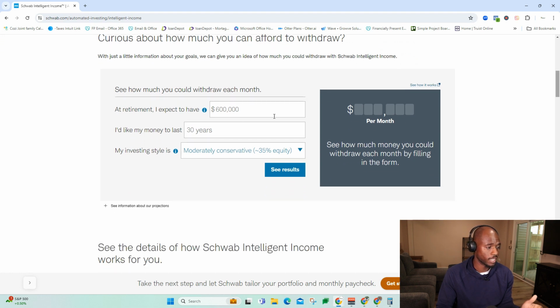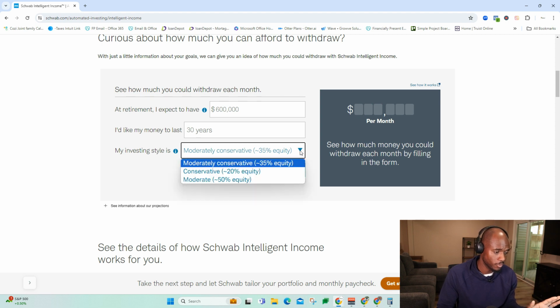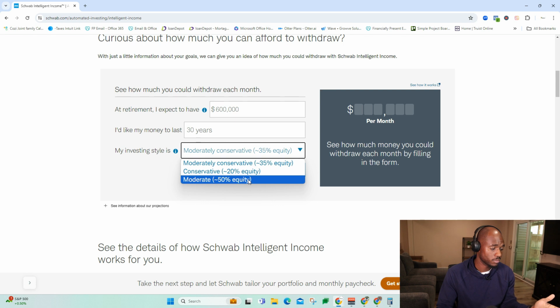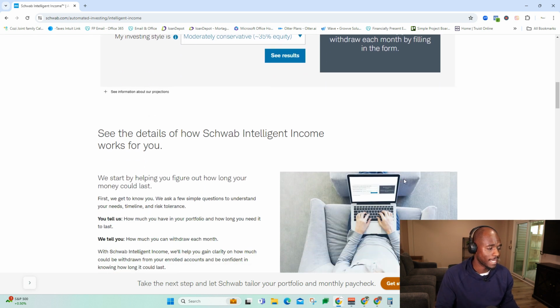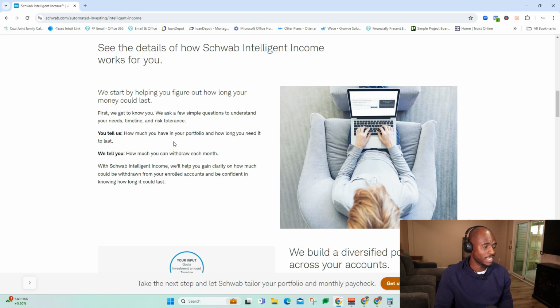Right? So calculation at retirement, I expect to have a certain amount of money. I'd like my money to last a number of years. And then your investment style, that's the most important part. Is it going to be moderately conservative, conservative or moderate? It really depends on you as a person, but this allows you to basically state how much you have in your portfolio and how long you need it to last. Then now how much you're going to withdraw each month.